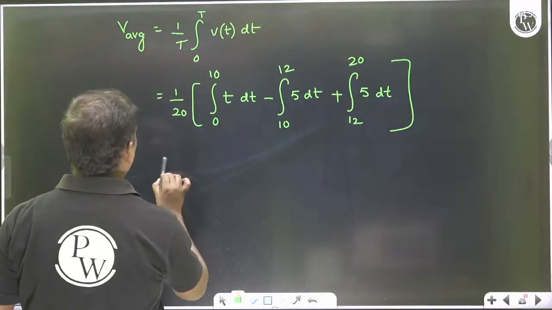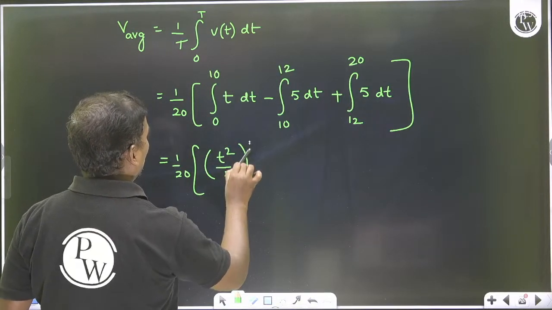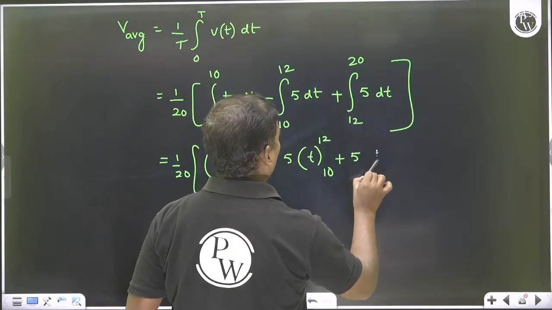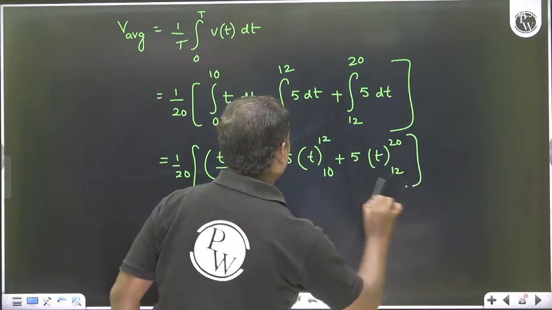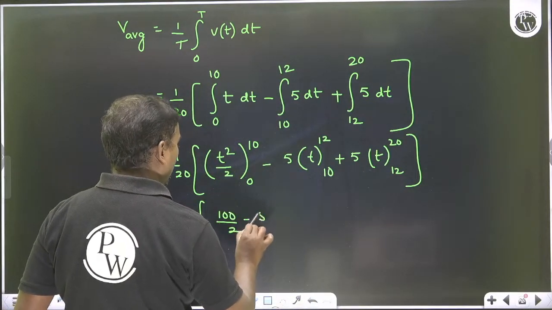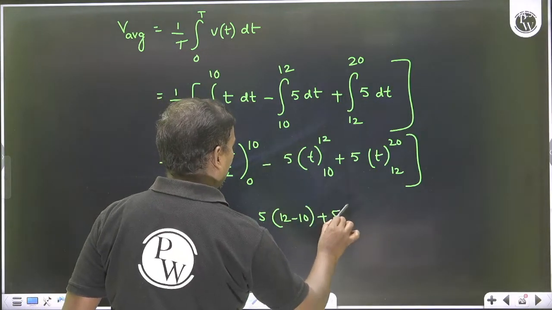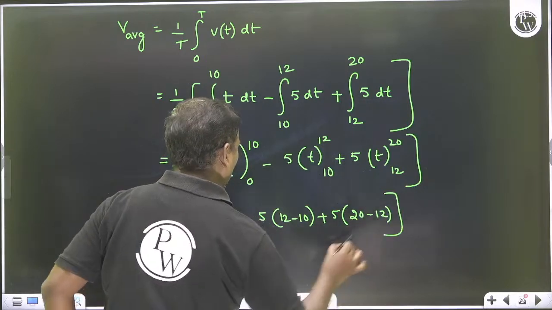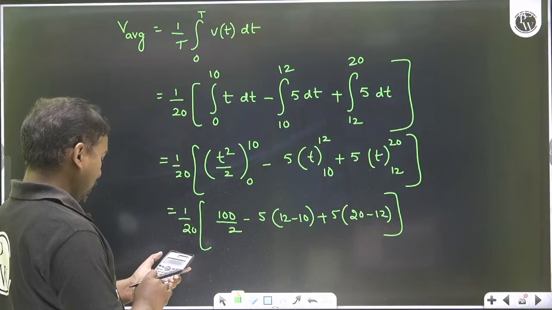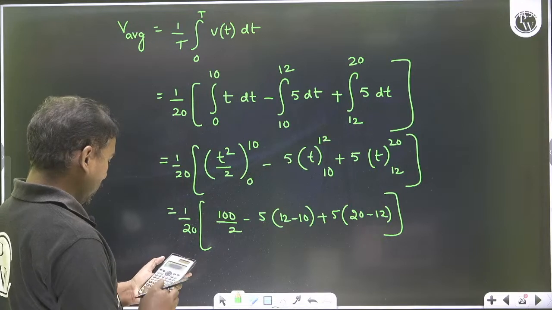So how much will it be? 1 by 20. This is t square by 2 from 0 to 10, minus 5t from 10 to 12, plus 5t from 12 to 20. So 1 by 20, 100 by 2, minus 5 times (12 minus 10), that is 2, plus this is 20 minus 12. So what is the answer? This is 50 minus 10 plus 40, divided by 20. The right answer is 4.